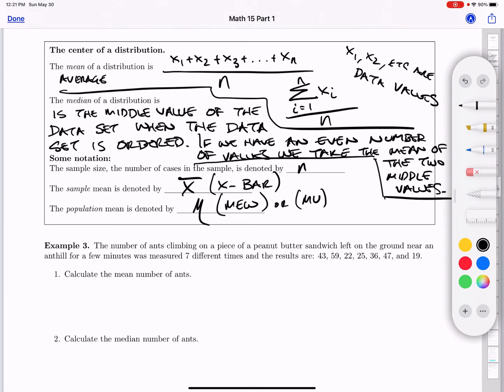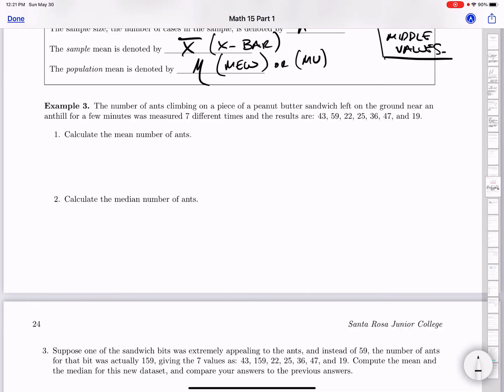All right, let's practice calculating a mean and a median. The number of ants climbing on a piece of peanut butter sandwich left on the ground near an anthill for a few minutes was measured at 7 different times. The results are here. Calculate the mean number of ants and then the median. So we'll just pause and try this, see if we come up with the same answers, and then press play when you're done.